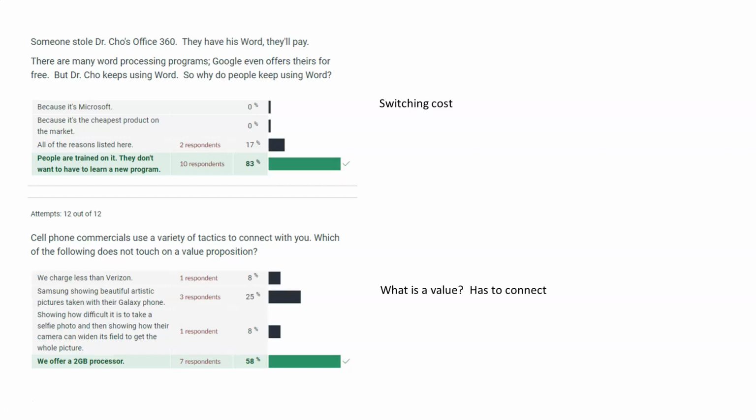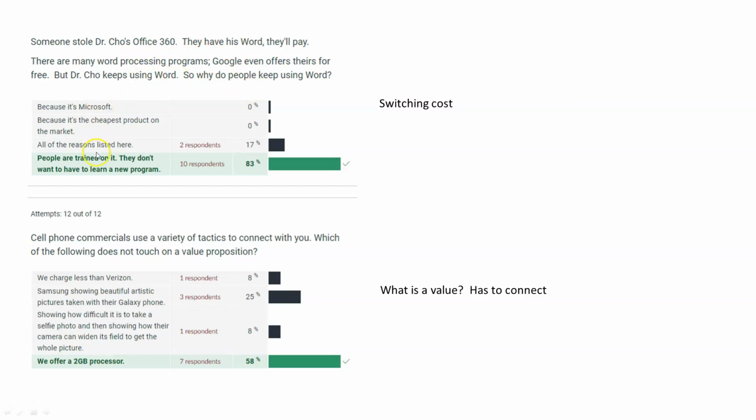Someone stole Dr. Cho's Office 360. They have his Word, they'll pay. Get it? But there are many word processing programs. Google even offers theirs for free, but Dr. Cho keeps using Word. So why do people keep using Word? Now, there is no keyword in here, but if there's any keyword, it's why. And so this is what's called a bottoms-up question, meaning you can't read the question and then go straight to the answer because there's no keywords here, so you don't know what it is.